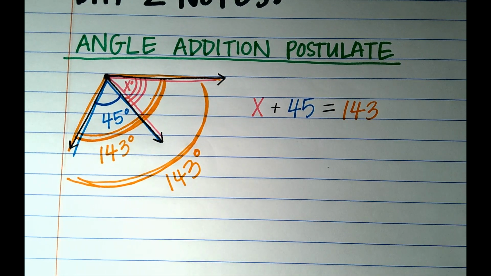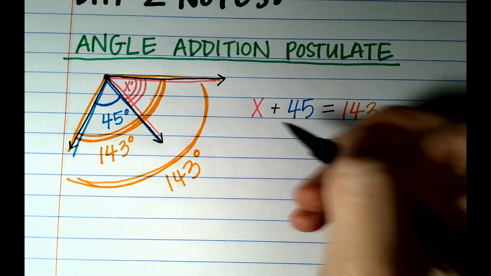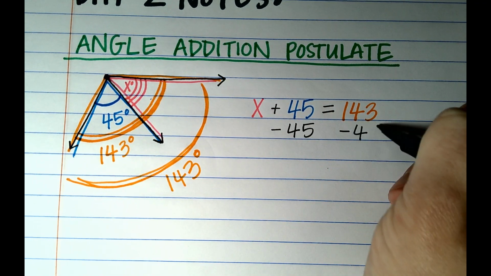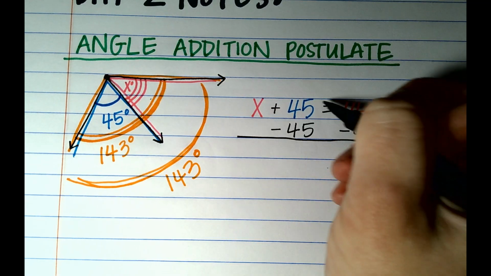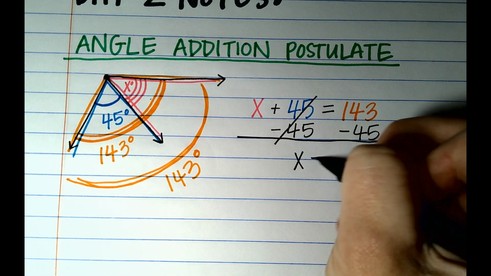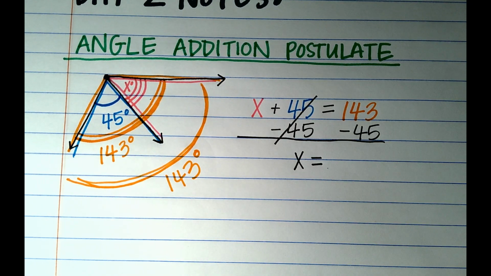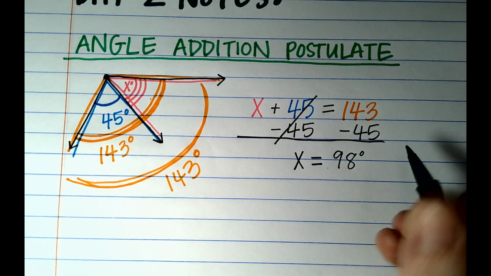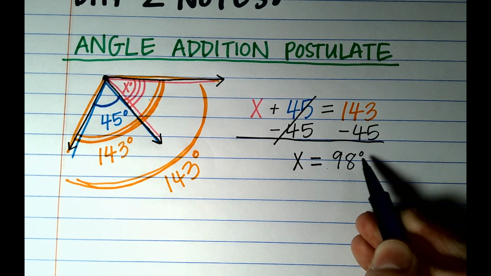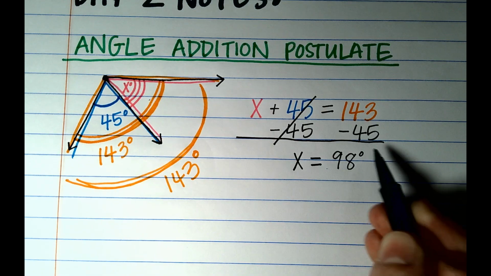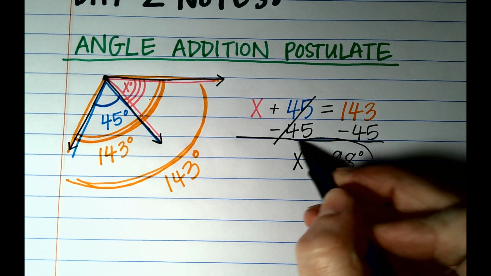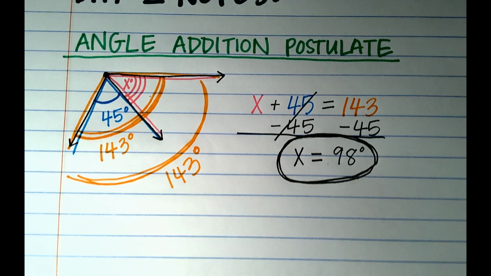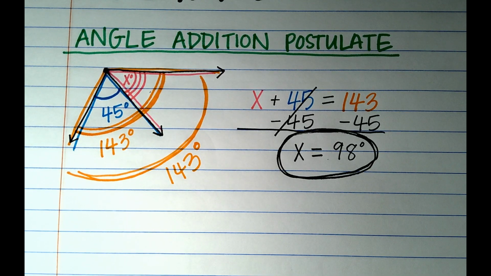How would I solve for X here? Minus 45. Yeah, minus 45 on both sides. We get X equals 98. 98 degrees. Degrees, we put a little circle right there. And that would be our answer. See what we did there? Okay, let's look at another one.